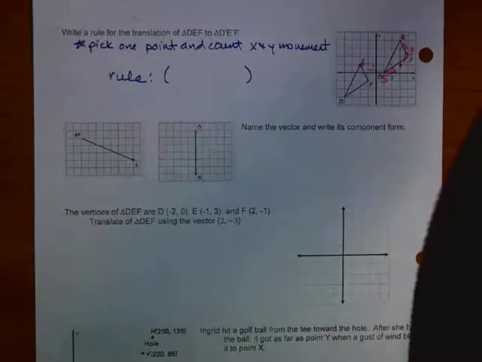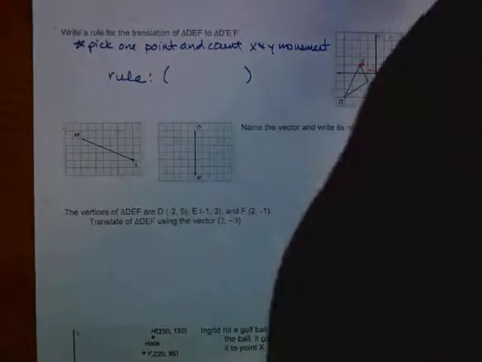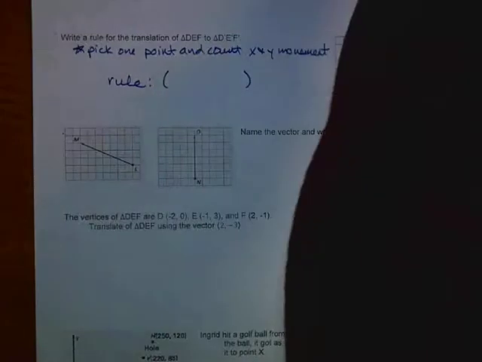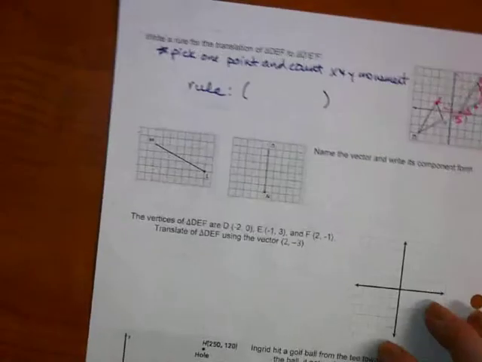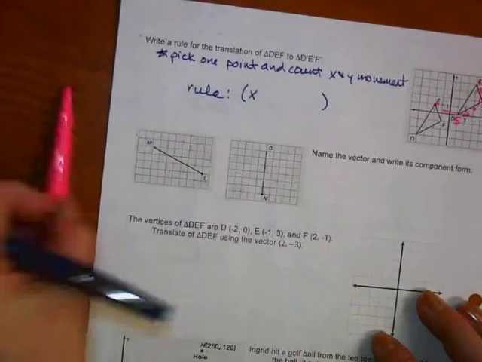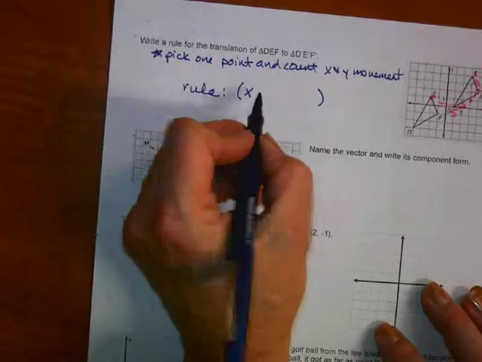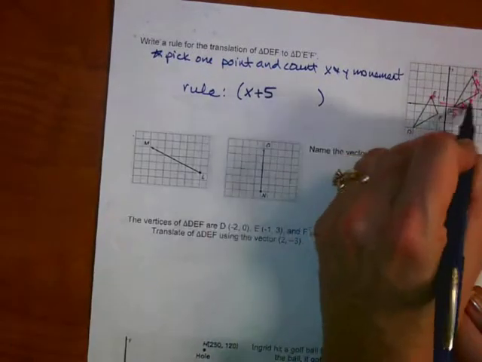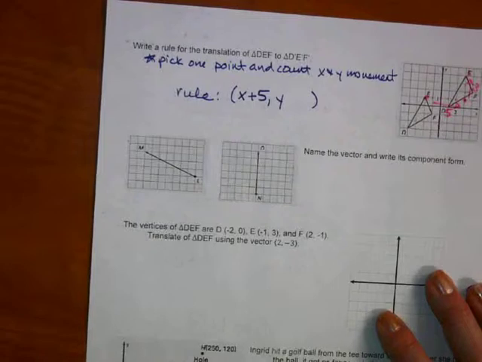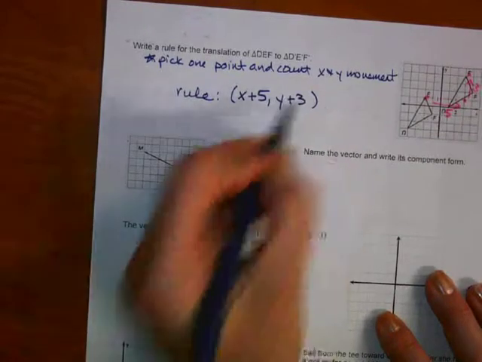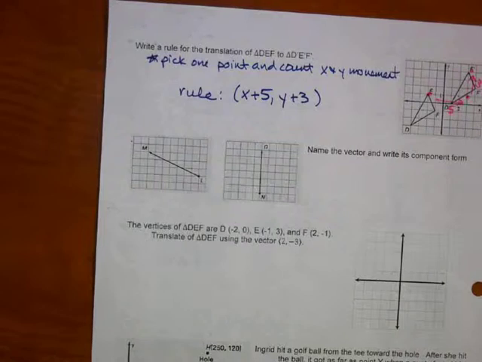I'm having all sorts of technical issues right now. So you would say, all right, what am I doing to my X coordinate to go from my pre-image to my image? Adding 5, correct? 5 to the right. Isn't the top one E? And then the Y coordinate, what am I doing to the Y coordinate? Going up 3. So that's your rule. You would do add 5, up 3 for every X and Y coordinate to get your image. Not too bad, right?